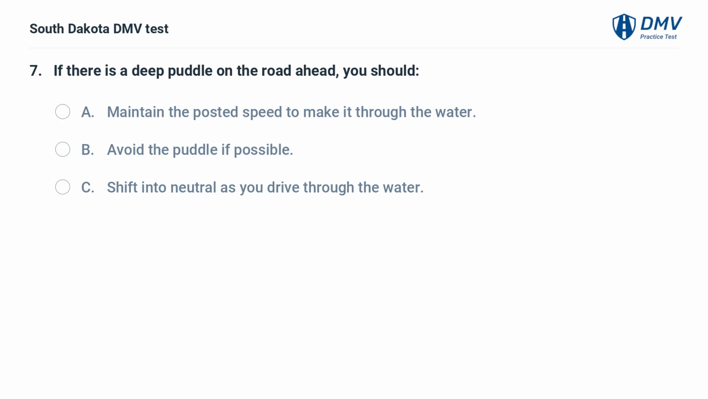If there is a deep puddle on the road ahead, you should A. Maintain the posted speed to make it through the water. B. Avoid the puddle if possible. C. Shift into neutral as you drive through the water.